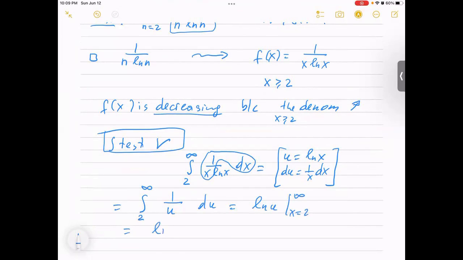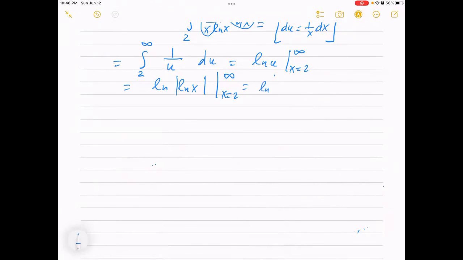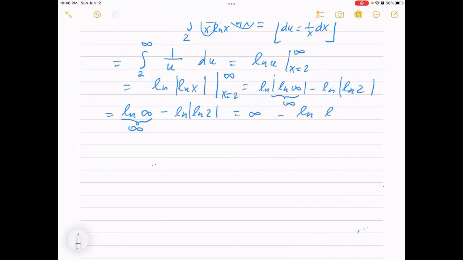Doing back substitution, we're going to get ln of ln of x from 2 to infinity. Substituting infinity, we're going to get ln of ln of infinity minus ln of ln of 2. Ln of infinity is infinity, so we're going to get infinity minus ln of ln of 2. So at the end we have infinity.